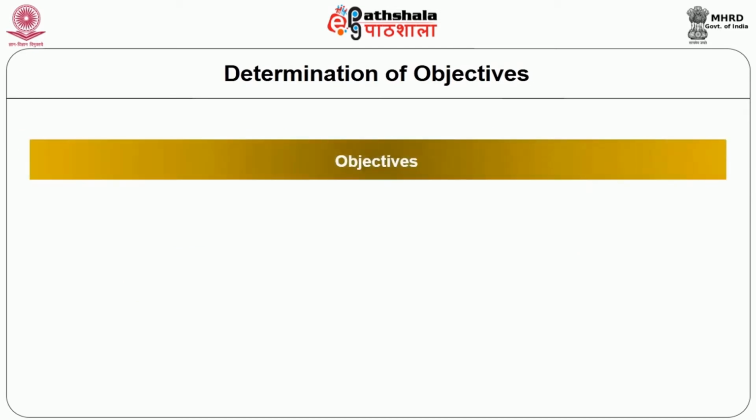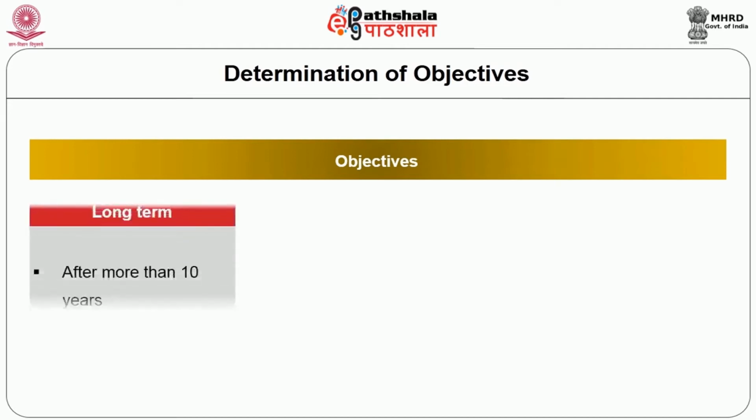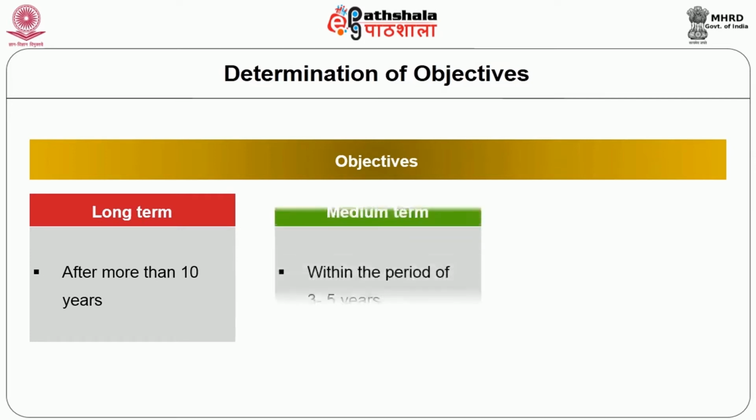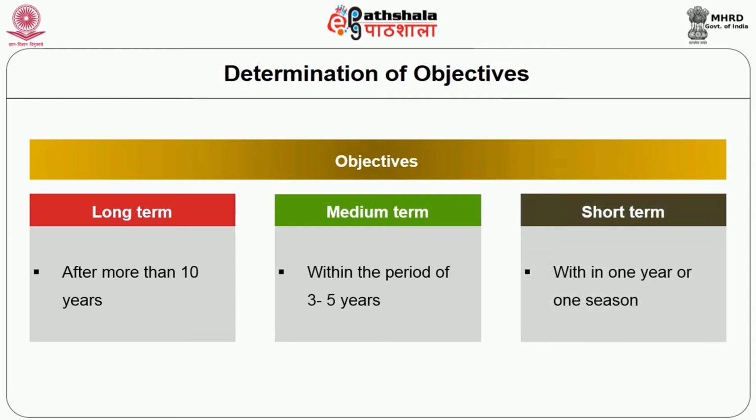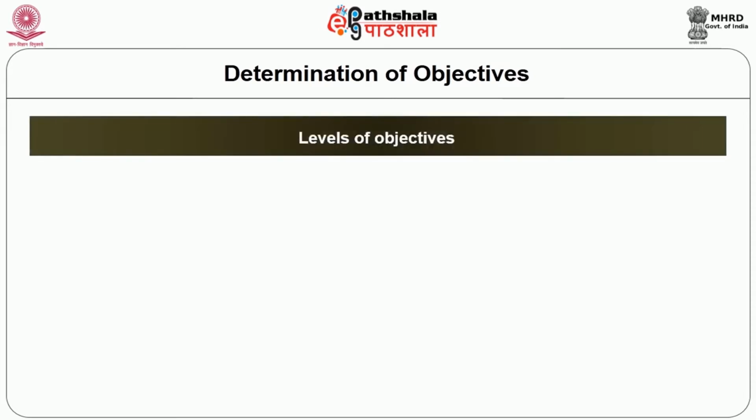Objectives can also be classified on the basis of period of achievement, such as long-term objective. That means you can achieve the desirable result after more than 10 years. Medium-term objective means you can achieve within a period of 3 to 5 years. And short-term objective means within 1 year or 1 season you can attain the result.